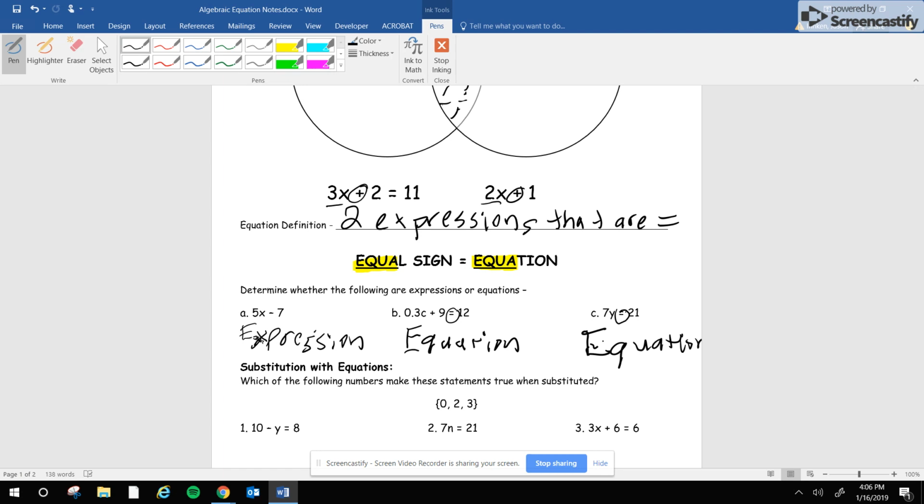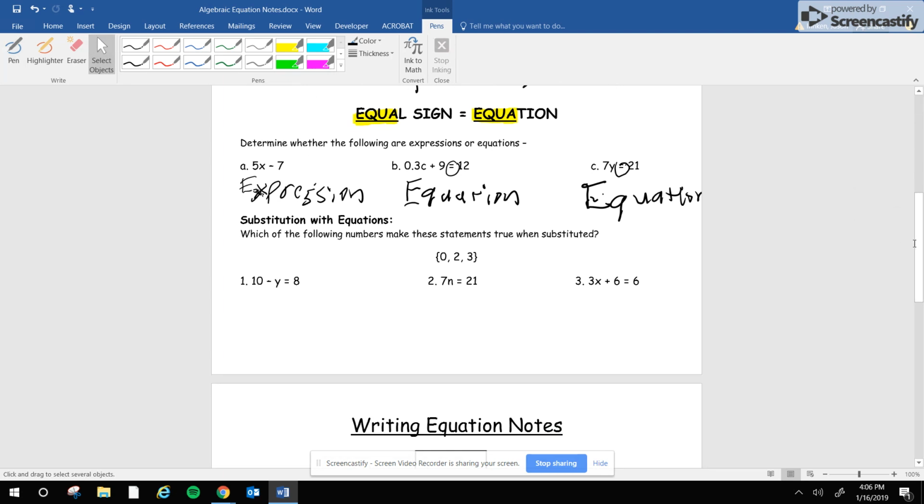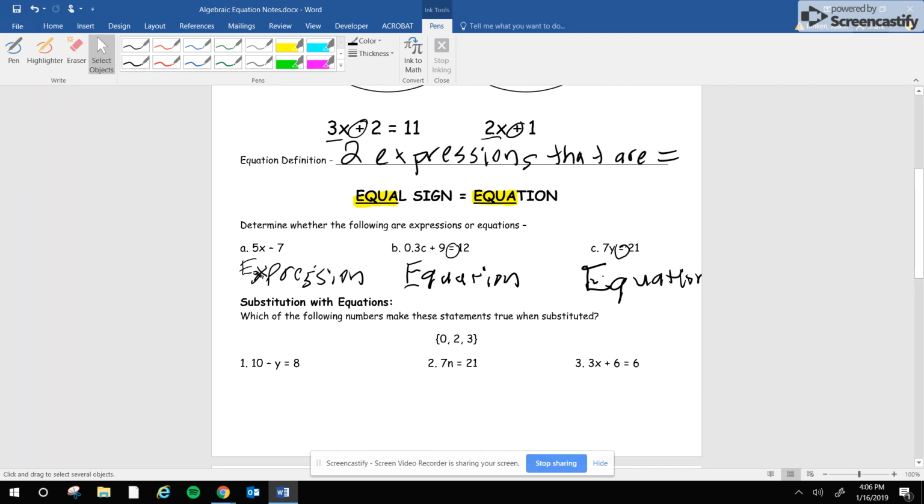Now, on the last part, it's going to ask us which of the following numbers make these statements true when substituting. So we're first going to substitute each of the variables with the number 0. Then we're going to substitute with 2, and then we're going to substitute with 3. So the first one we have is 10 minus y equals 8, and we're going to replace y with 0.